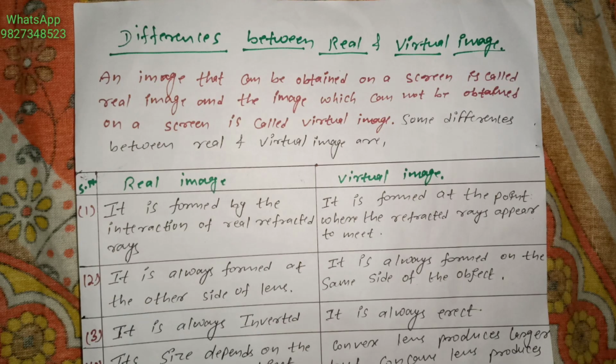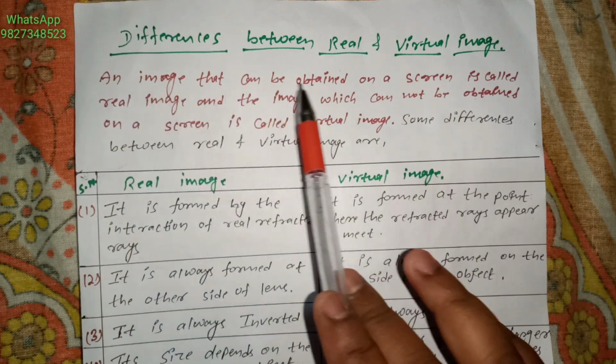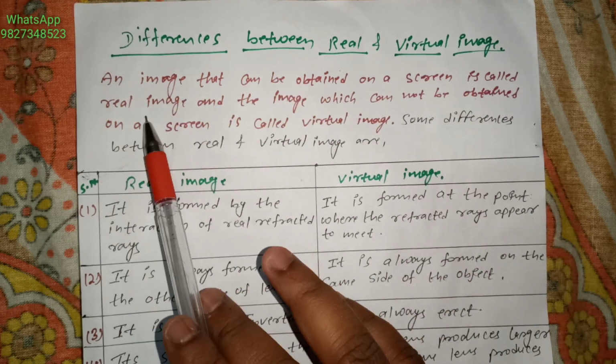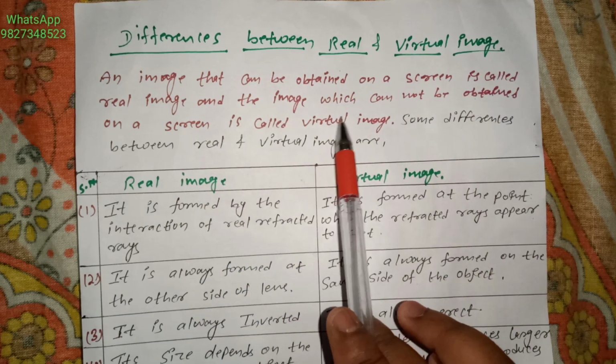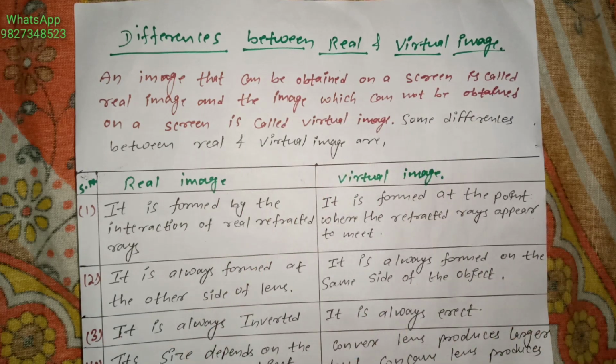And at the last, let's see some differences between real and virtual image. This is a very important question for SEE examination. But before that, let's understand what a real image is and what a virtual image is. An image that can be obtained on a screen is called real image, and the image which cannot be obtained on a screen is called a virtual image. Now let's see some differences between them.